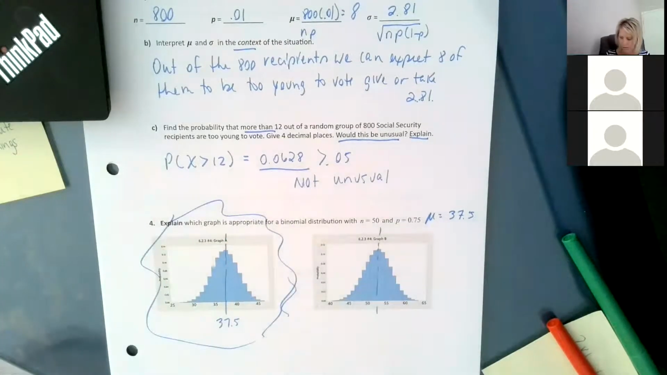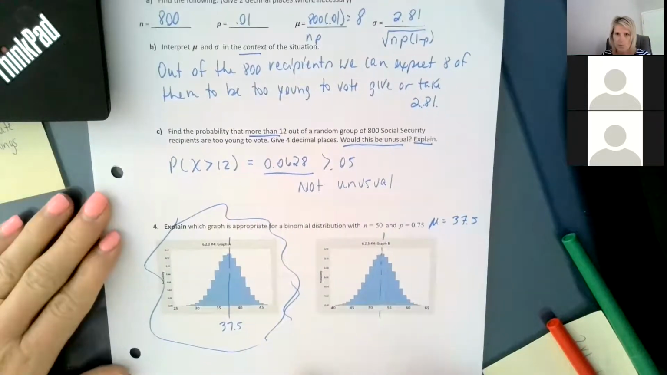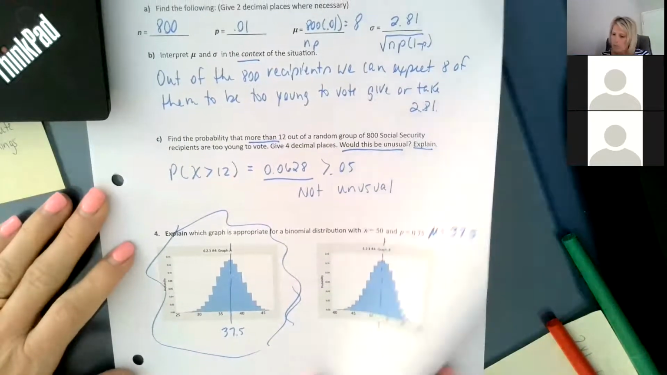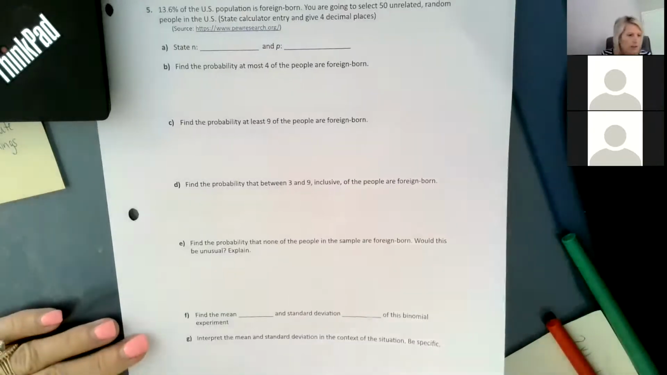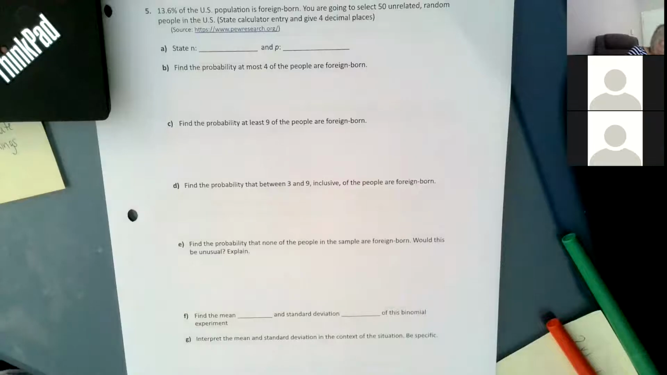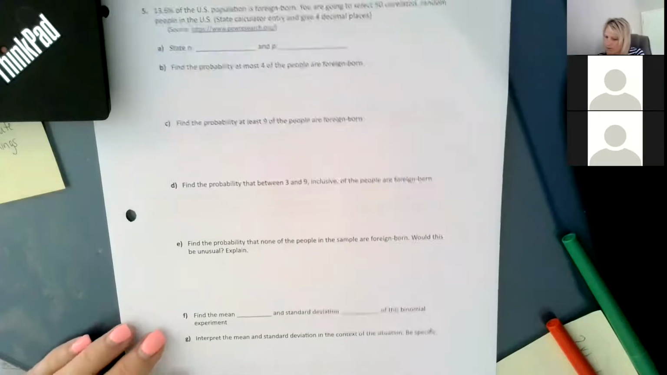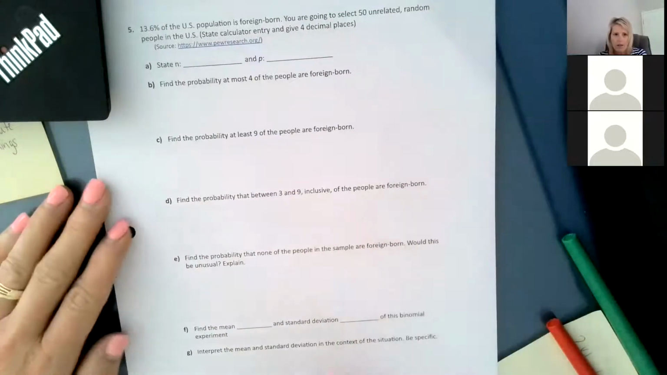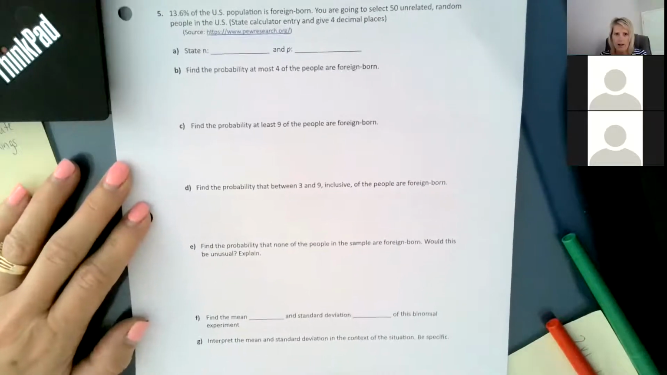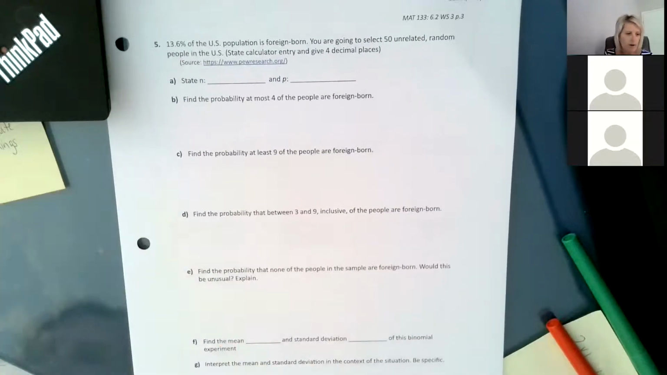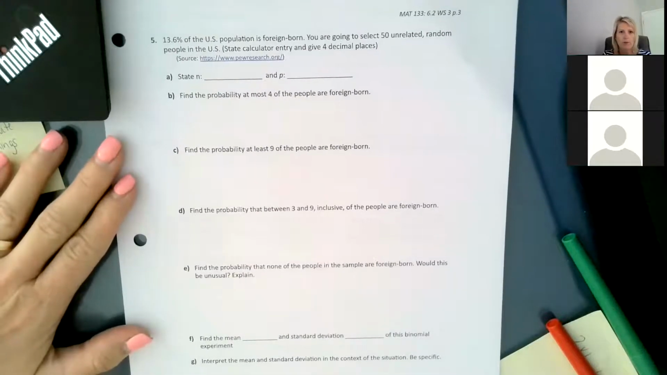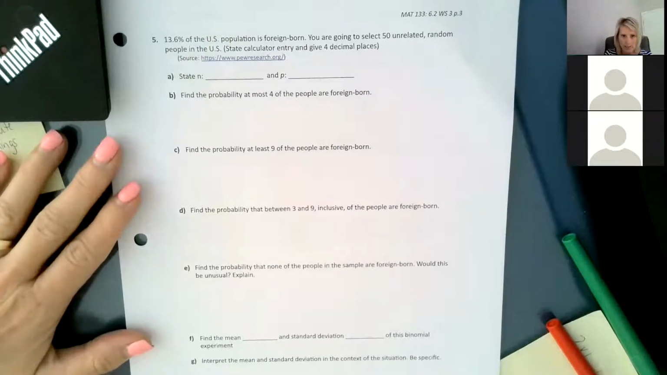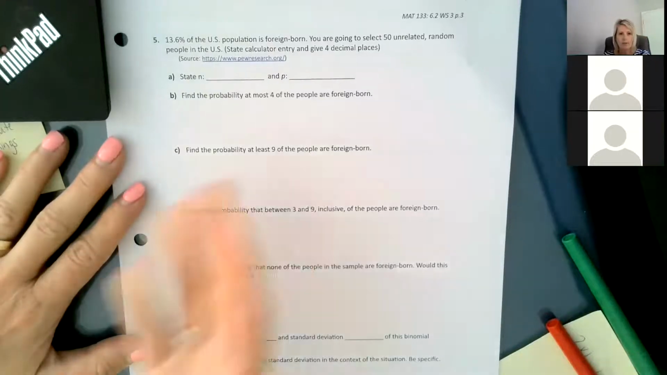Any questions on either of those so far? Okay. Question number 5 kind of puts it all together here, asking kind of all the overall questions. It says 13.6% of the US population is foreign born. You are going to select 50 unrelated random people in the US and answer some questions about them.